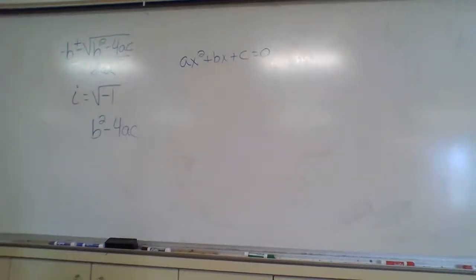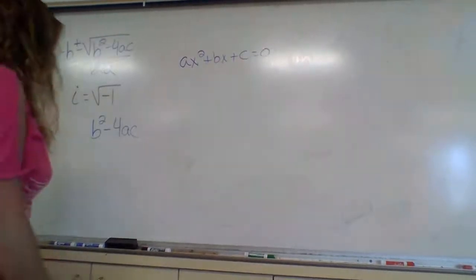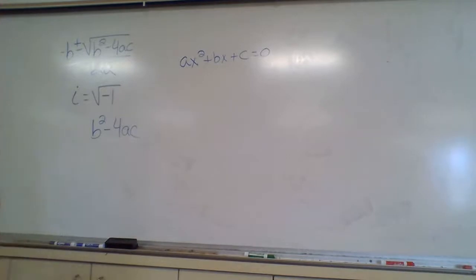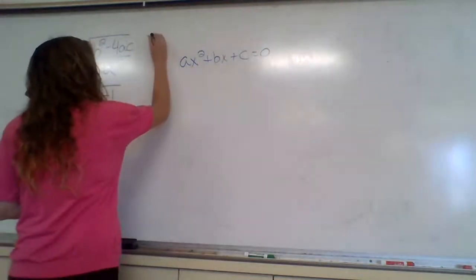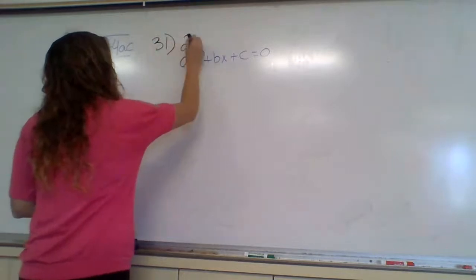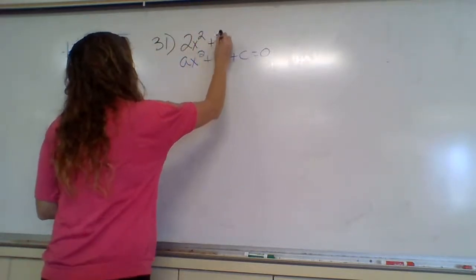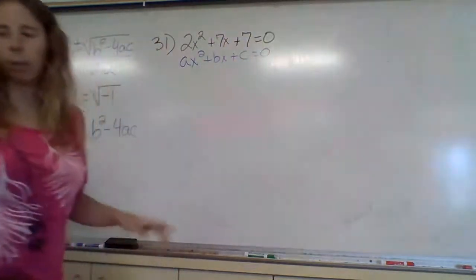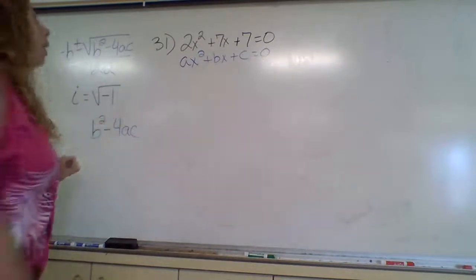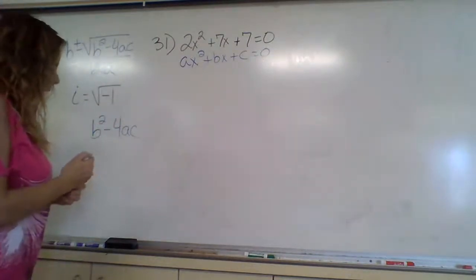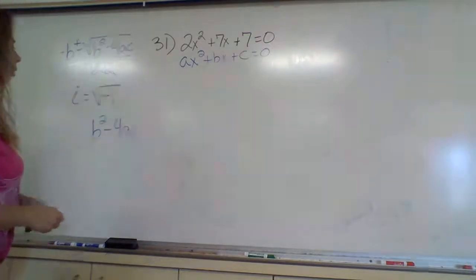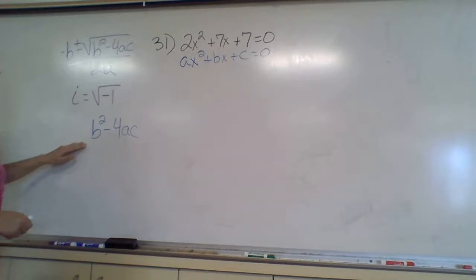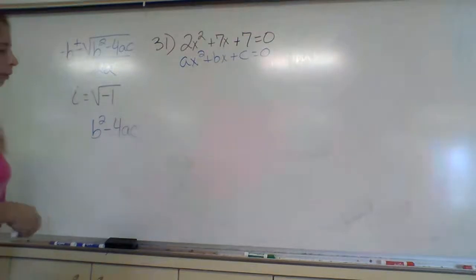Let's do 2x squared plus 7x plus 7. That is number 31. 2x squared plus 7x plus 7. Okay. Let me make sure. Yes. This is number 31. So there's your equation, and you're going to use the discriminant to figure out if the roots are imaginary or real. If they are real, are they rational or irrational? Okay.